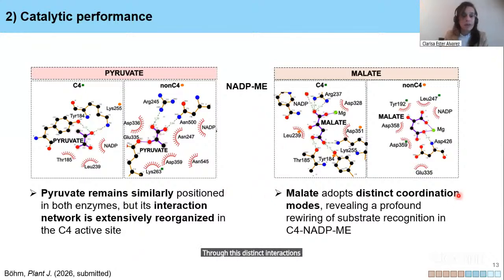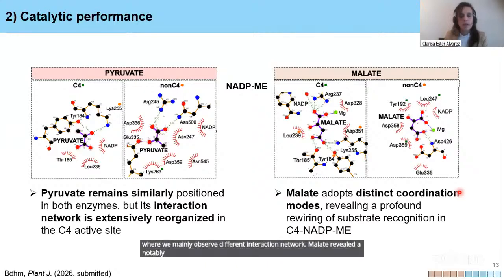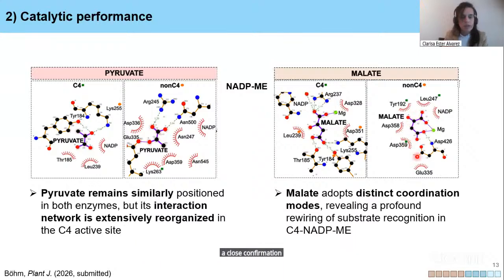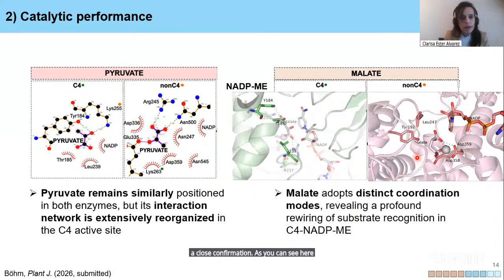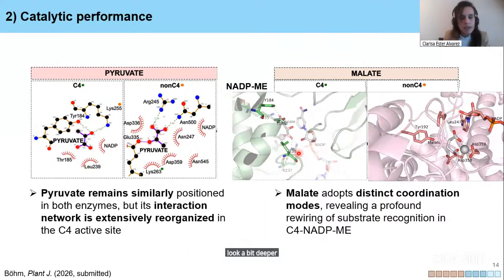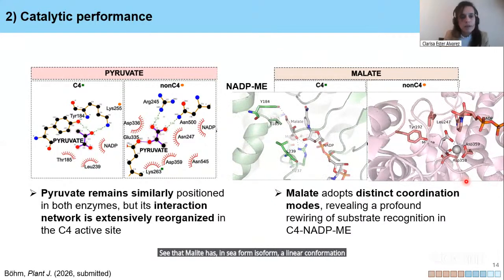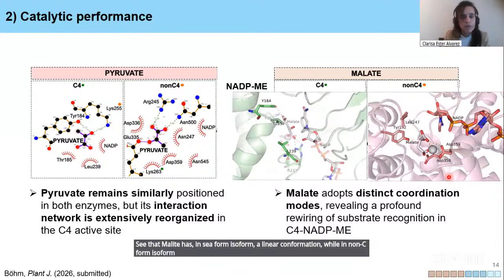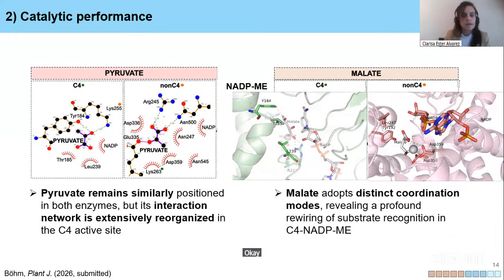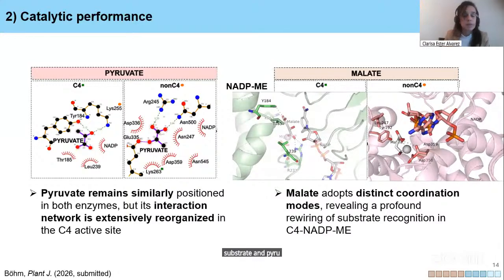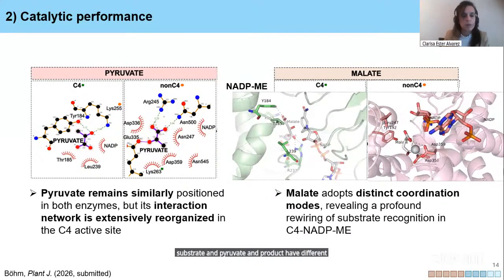Let's now focus on malate, that is the physiologic substrate. Unlike pyruvate, where we mainly observe a different interaction network, malate reveals a notably different conformation, as you can see here. Looking a bit deeper, malate has a linear conformation in the C4 isoform, while in the non-C4 isoform it is in a closed conformation. Okay, substrate and product have different binding modes in both isoforms.